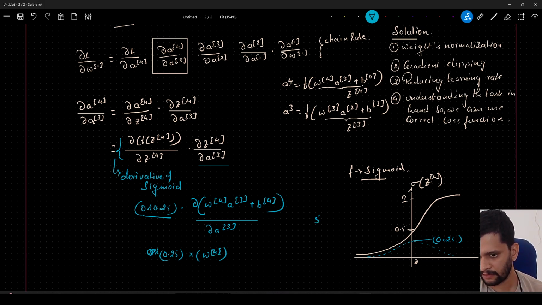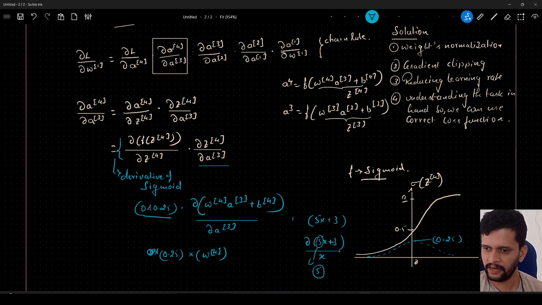Let's say we have an equation 5x plus 3, right? And we want to differentiate 5x plus 3 with respect to x. So what will be the output? It is 5, right? With respect to x, we have 5, so we get that. And this is just the constant, so this will be turned to 0. So similarly, the derivative of this particular term with respect to A3 will be W4, okay?